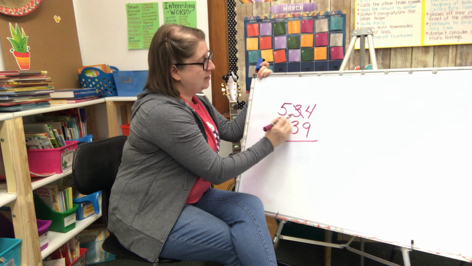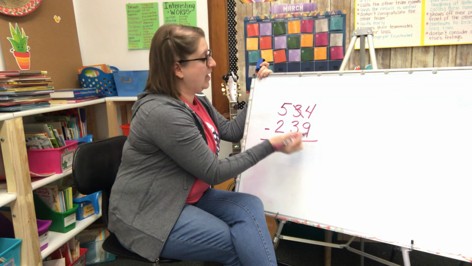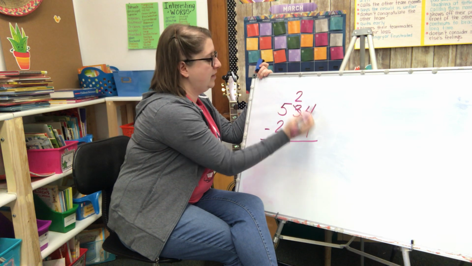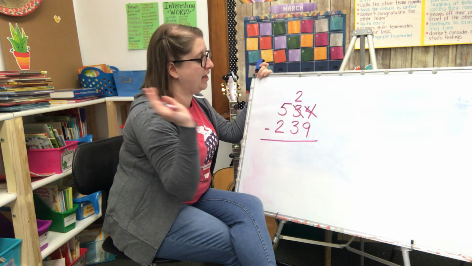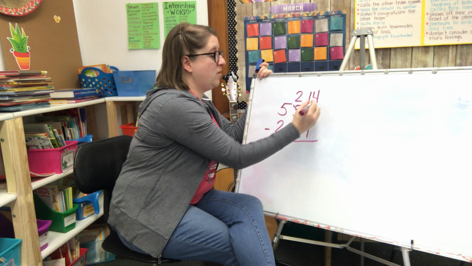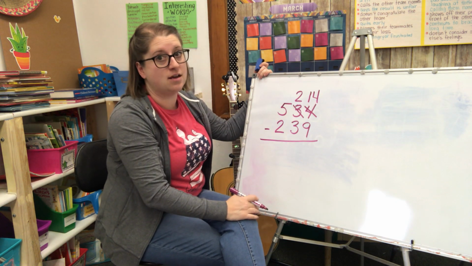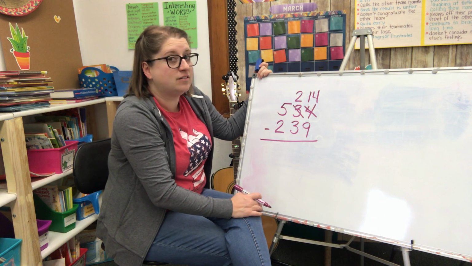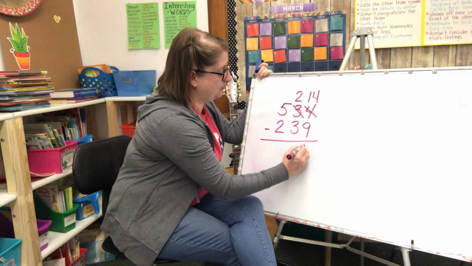Okay, so I cross out my 3 and make it a, say it, make sure you say it out loud, a 2. I cross out my 4 and make it a, good, a 14. Now I can do 14 minus 9. What is 14 minus 9? Figure it out? Yep, it's 5.